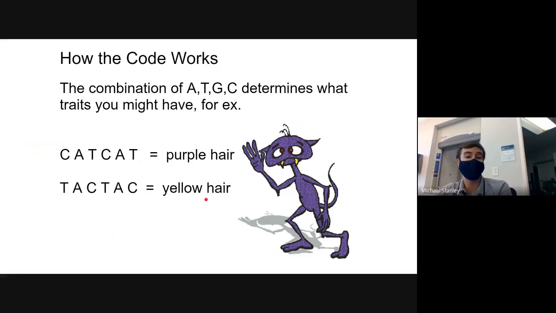So depending on the order that those bases come in, that is what determines the different traits in your body. And again, next week, we're going to talk about exactly how that works. But for now, just think of it as this segment of DNA controls a trait, and the different combinations that the bases come in determine what kind of traits you're going to get.